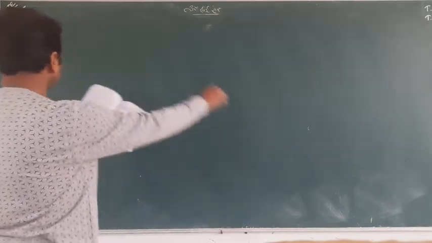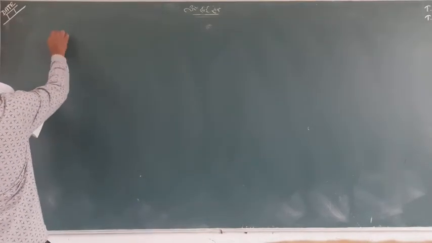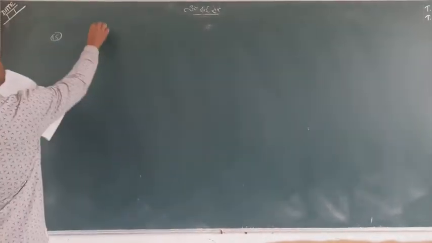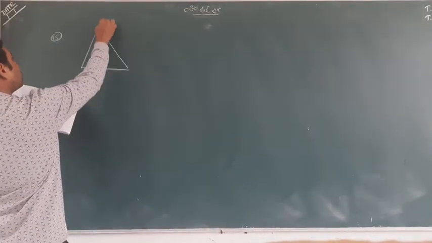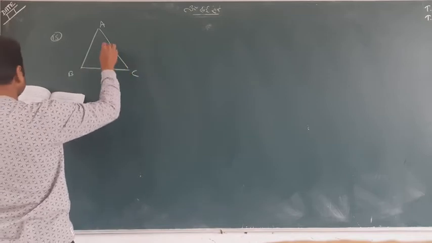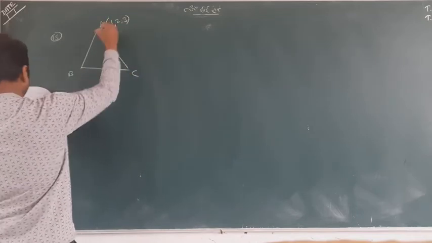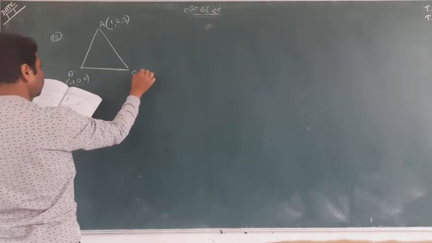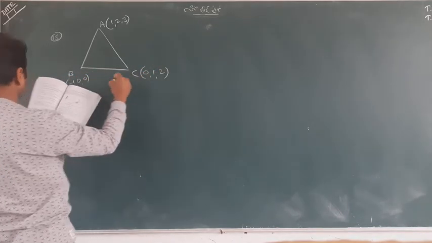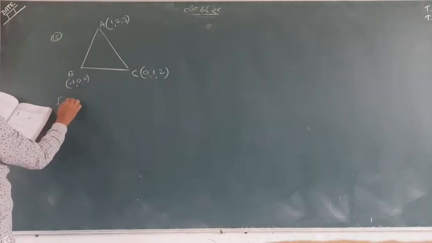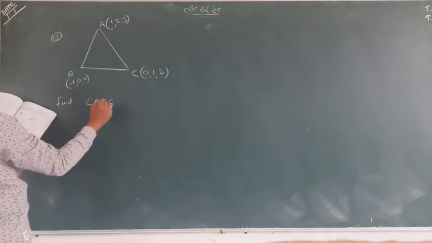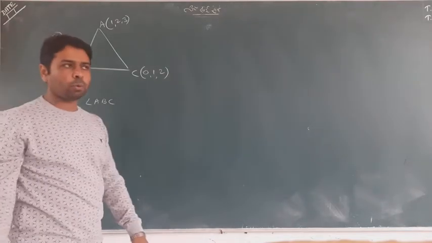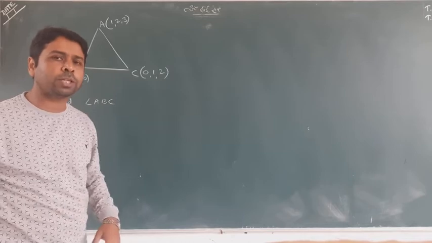Question number 15 I want to tell you. Very good question this is again. Let me explain something. In the triangle ABC, A is given 1, 2, 3. B is given minus 1, 0, 0, and C is given 0, 1, 2. Find angle ABC. Angle ABC. This is a very good question. The question looks very easy, but it's a very good and conceptual question.